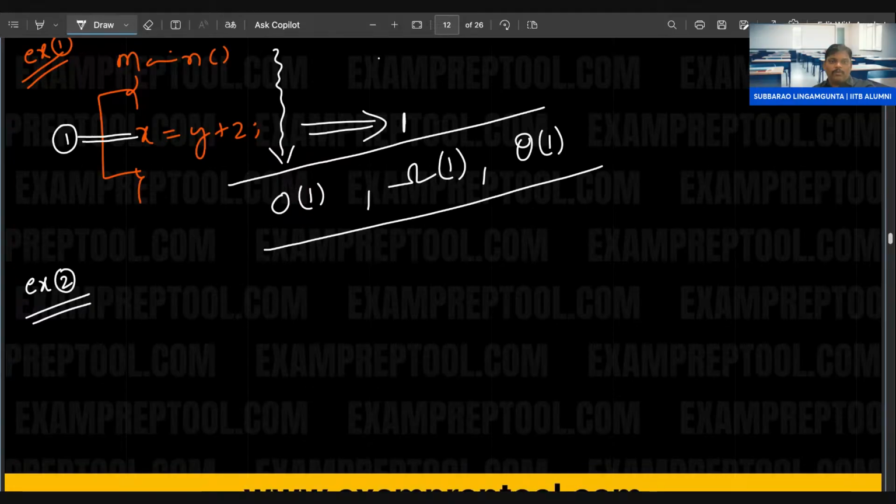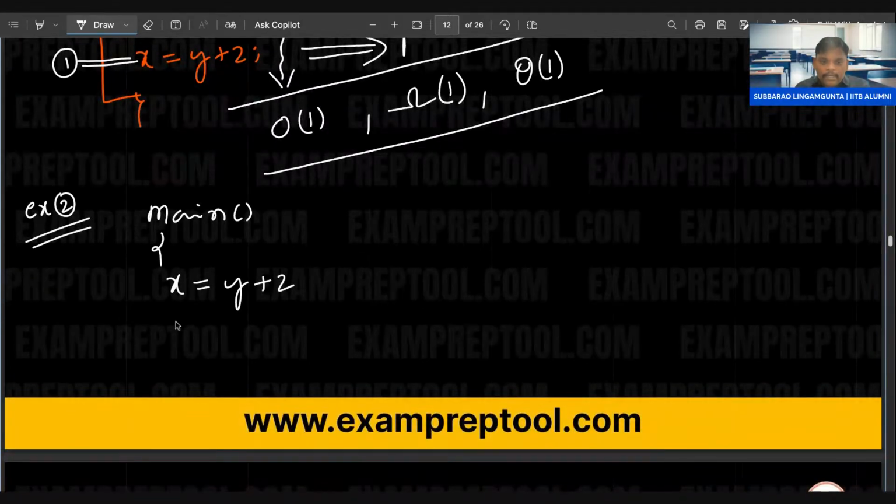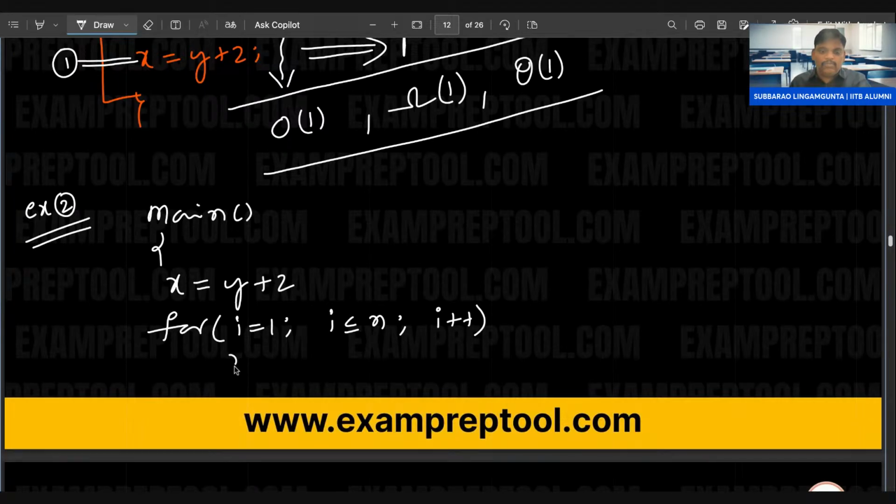Right. Let's move to the next problem. So example 2, if you see the example 2. The next one is x is equal to y plus z. Next one, for i is equal to 1, i less than or equal to n, i plus plus. Next one, x is equal to y plus z. End of this.